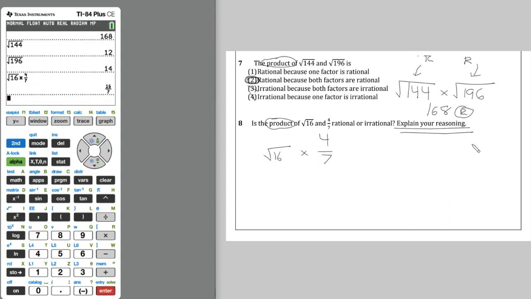And I get this nice little fraction here. So now, is this fraction rational or irrational? Remember, the word ratio is in the word rational. And a ratio can be represented 3 different ways, like a fraction, right? That's a ratio. Also with the colon, and also with the word to. So is this product rational or irrational? It is rational. Explain.